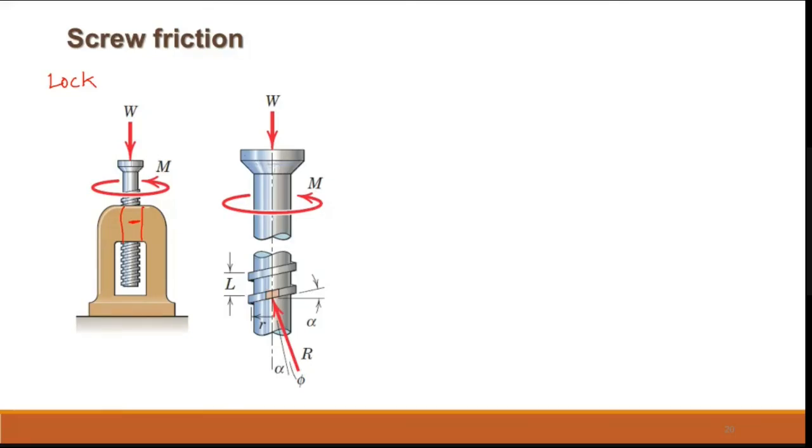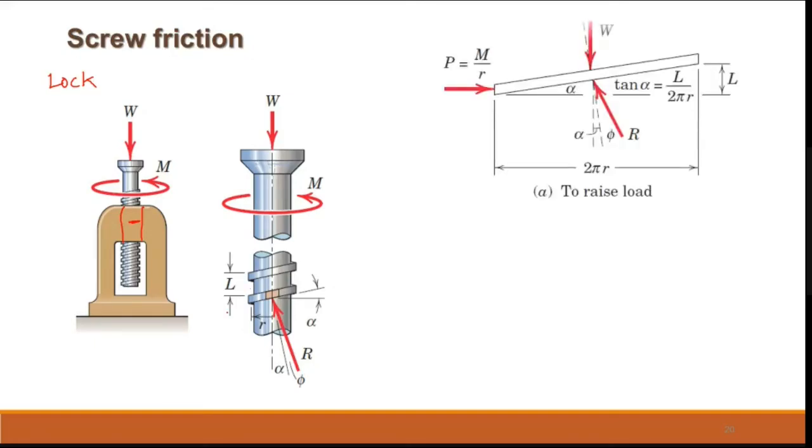The main application here is the screw jack, to lift your vehicle to change the tire, right? We have the screw jack, and in those things we use this screw friction. When you make a free body diagram for this, you will have something like this.